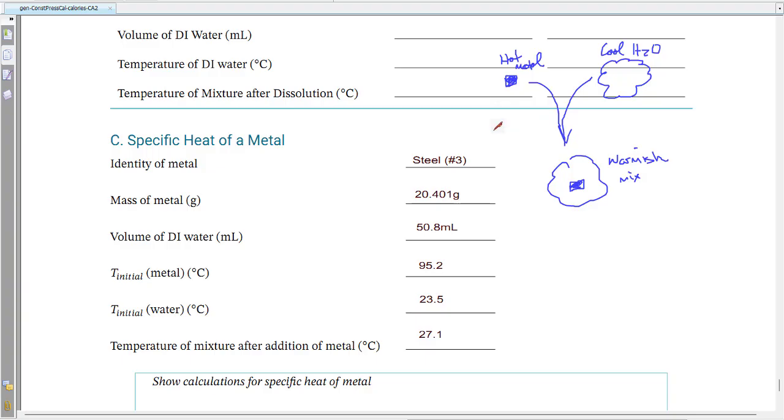Now what's going to happen? Of course, the metal's going to cool down. In this case, 95.2 degrees was the data I was given here, down to 27.1 degrees. Okay, the water is going to get hotter. So it started at 23.5 degrees in my data, and it got hotter.